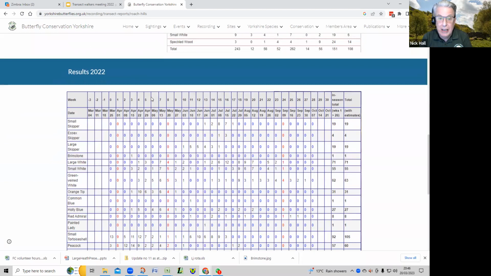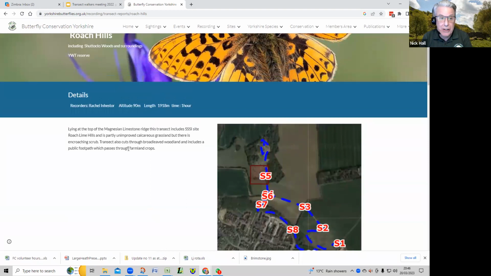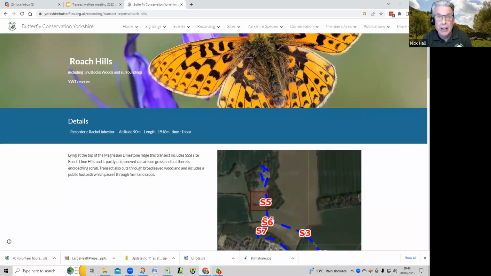Rachel also walks another really interesting site, which is Town Close Hills. I don't have the details here. That's just to the south of Kippax on the limestone ridge. It's a great big lump of chalk, bare in places, so you get some really interesting bits of rock rose and abundant kidney vetch in places. So quite an interesting site, has very good numbers of dark green fritillaries, marble whites.